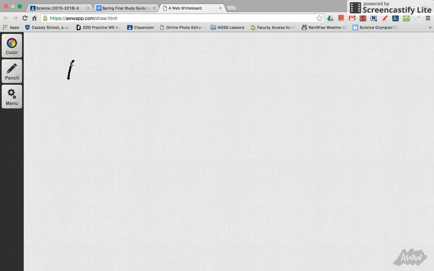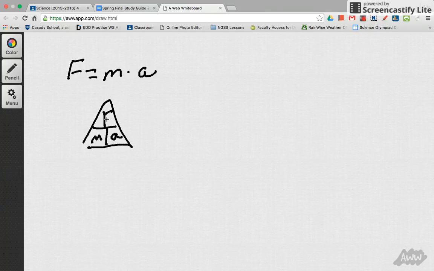Force. Newton's second law: force equals mass times acceleration. So we can make a triangle for this one as well. In this case, we need mass times acceleration, so that would leave us with force on top. And I think you get the idea on how to use the triangle.